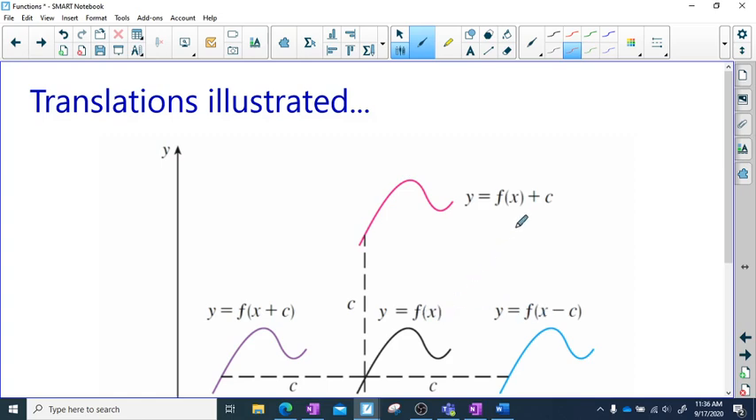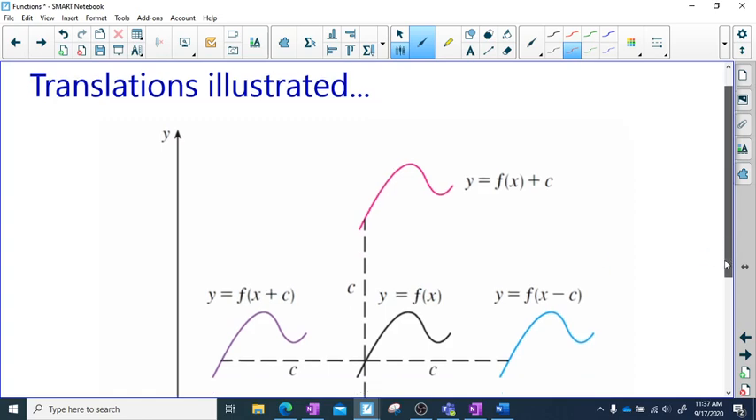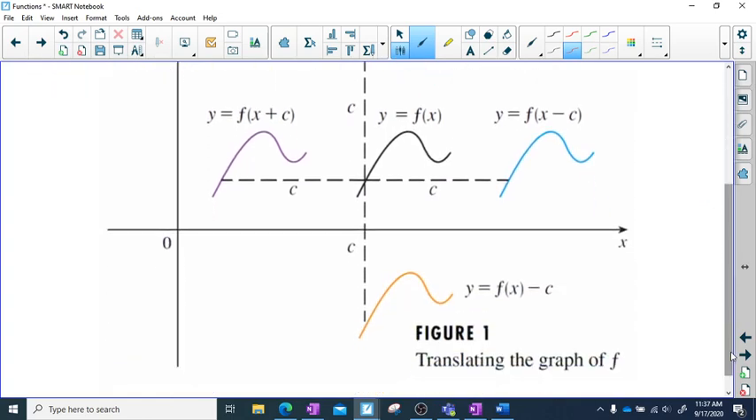If I took that function and I put a minus c inside the function, it's going to move my graph right c. If I put a plus c, it's going to move my graph left c. And if I put a minus c outside the function, it's going to move my graph down c units. All right, so that's a nice visual to show you horizontal and vertical translations and demonstrate where you'd have to substitute numbers to shift functions in those directions.